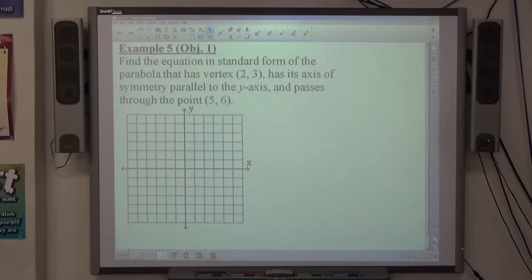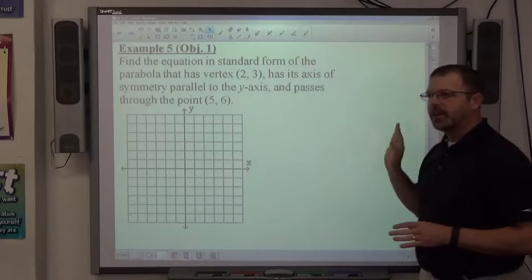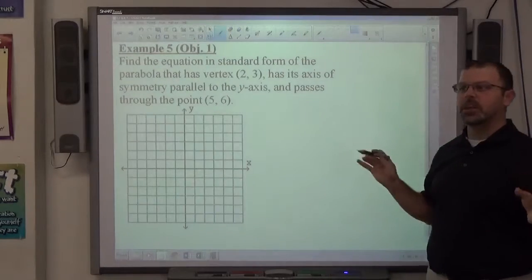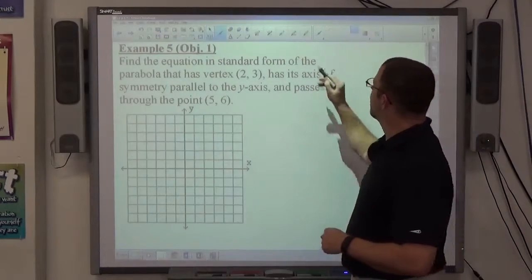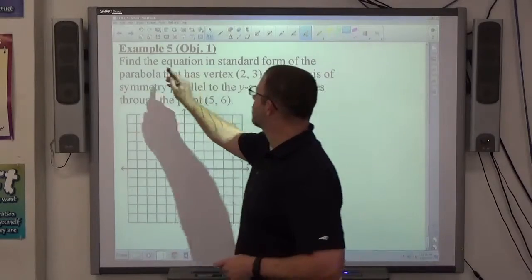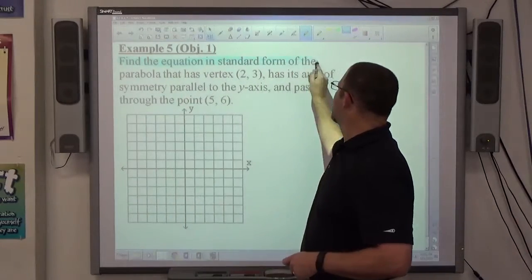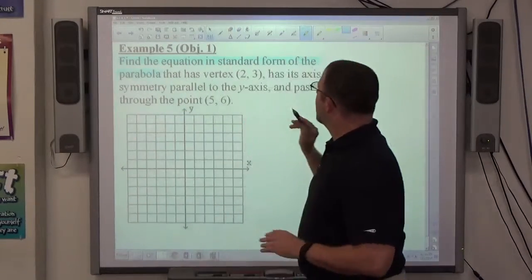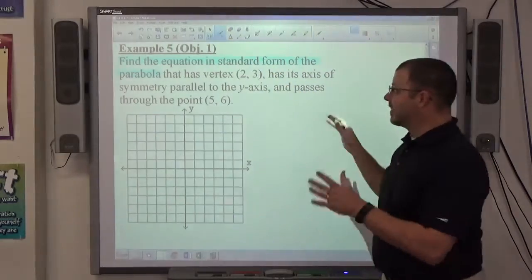This one is a slightly more difficult one. Okay, and this is as difficult as they're going to get in this level of this type of problem, where it says find the equation, the standard form of the parabola. So once again, there's my directions. Find the equation in standard form of the parabola. All right. So let's start off with the fact that it's that question.